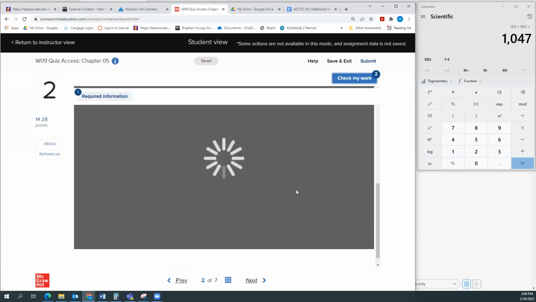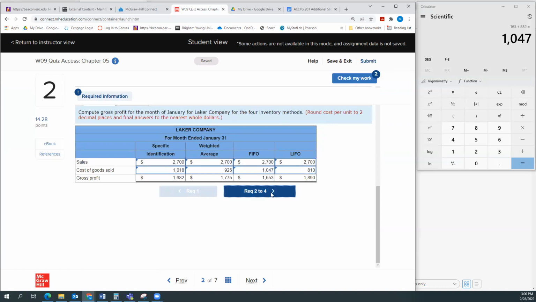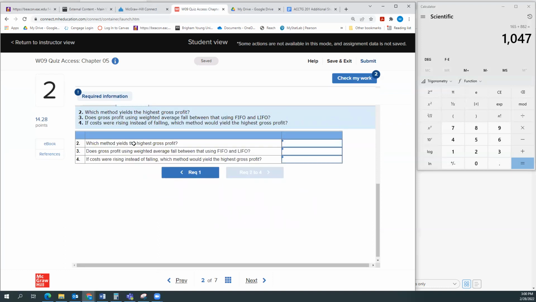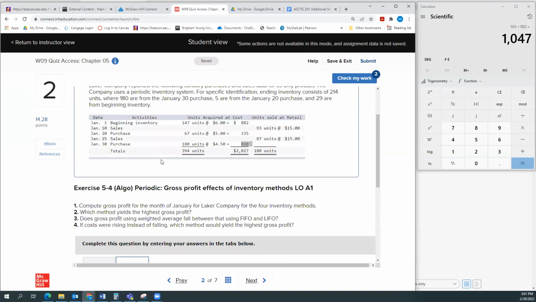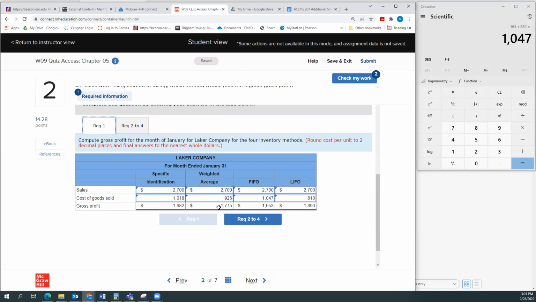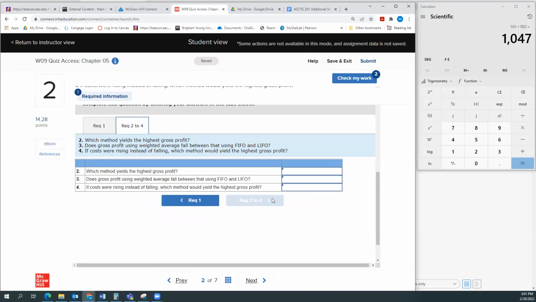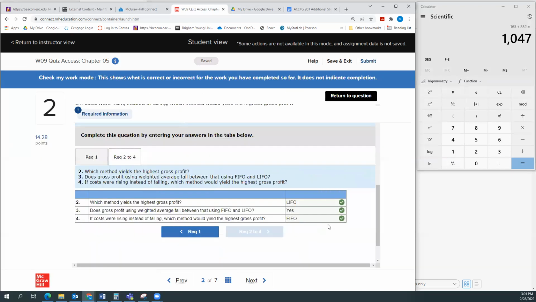I'm going to return to the question so I can answer requirement two, which of the methods yields the highest gross profit? So again, if we want, we can look back here and see the highest gross profit comes from last in, first out. Does the gross profit using weighted average fall between first in, first out and last in, first out? Yes, it does. If costs were rising instead of falling, which method would yield the highest gross profit? That was kind of what I just explained. In that case, it would be first in, first out. We'll double check, make sure we're good, and we are.